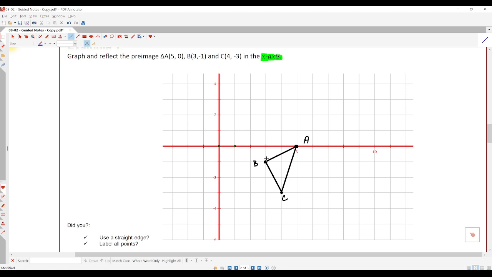Okay, let's take these points and reflect them over the x-axis. Let's start with B. A's can be a little tricky. How far is B away from the x-axis? It's 1 block. So that means I go on the other side of the x-axis, 1 block, and I put B prime.